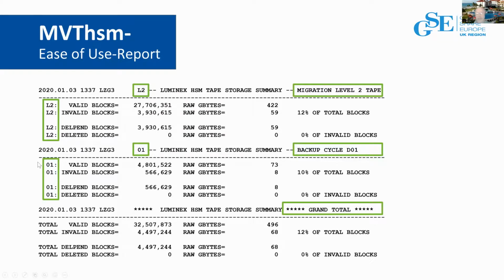Then let's look down at the next part. We're also looking at the backup. For the backups we have a different sizing, and we see you have 4,801,522 for your raw gigabytes. That's how many blocks. Then only 73 raw gigabytes are valid, and a total of 10% are invalid. Again, those deletes are pending; they have not actually taken place yet. If this had already been done, the invalid block percentage would stay the same, but down here you would see this 8 move from pending to actually deleted.